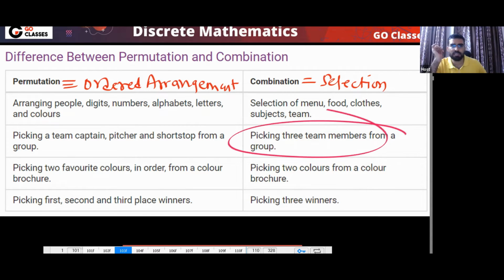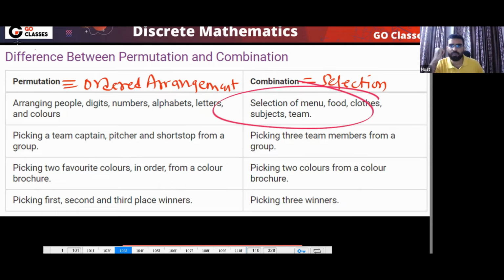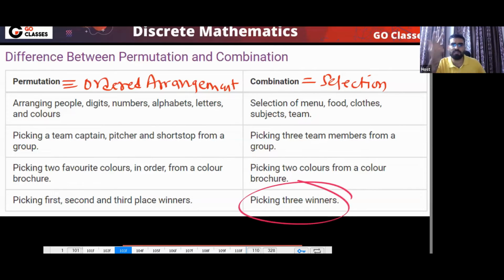Picking two team members, order does not matter. Selection of menu, food, clothes, the order does not matter. If you want first winner, second winner, third winner, order will matter. But if you want top three winners, then order does not matter. Is this clear to everyone? When order matters, when order does not matter? Tell me, is this point clear?